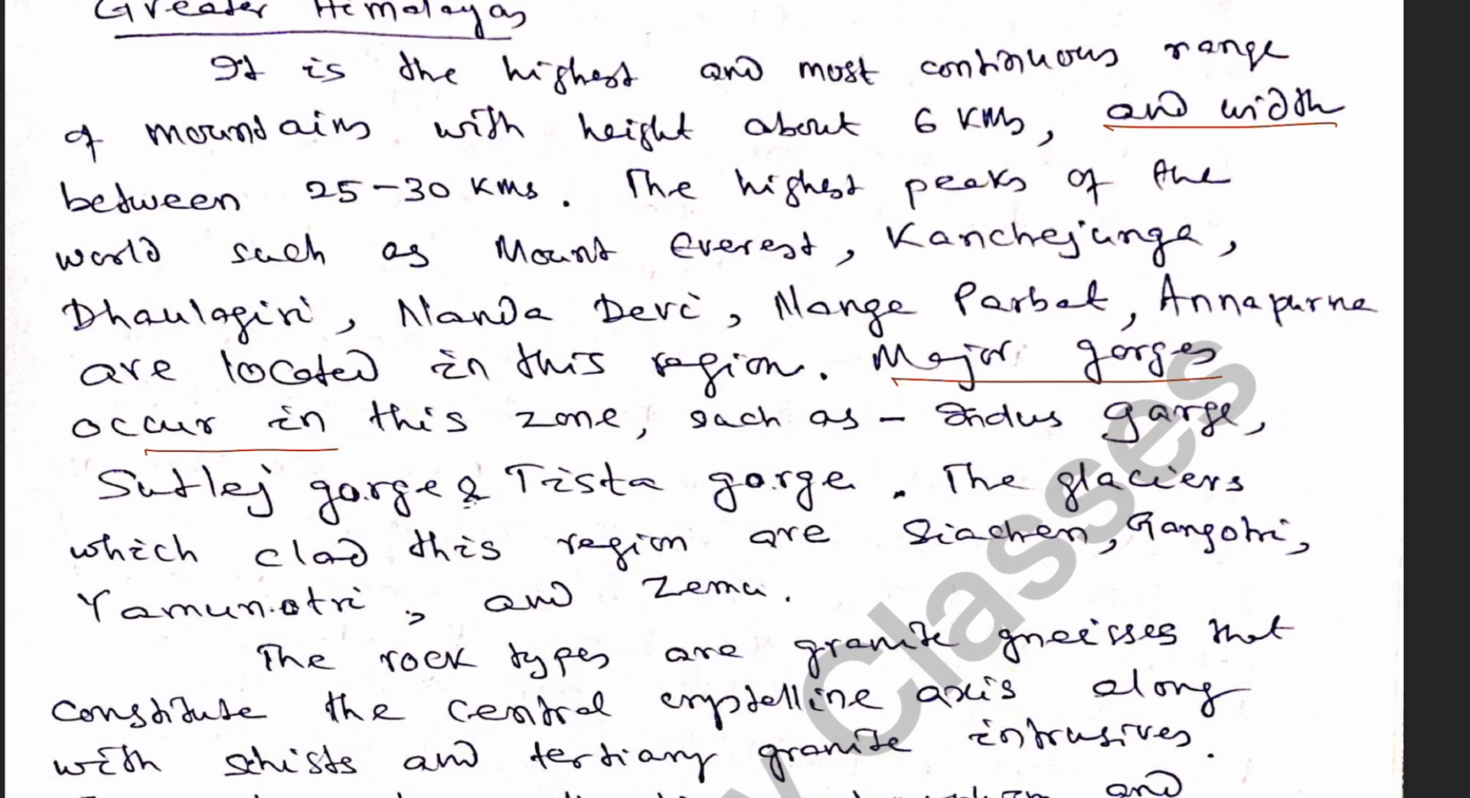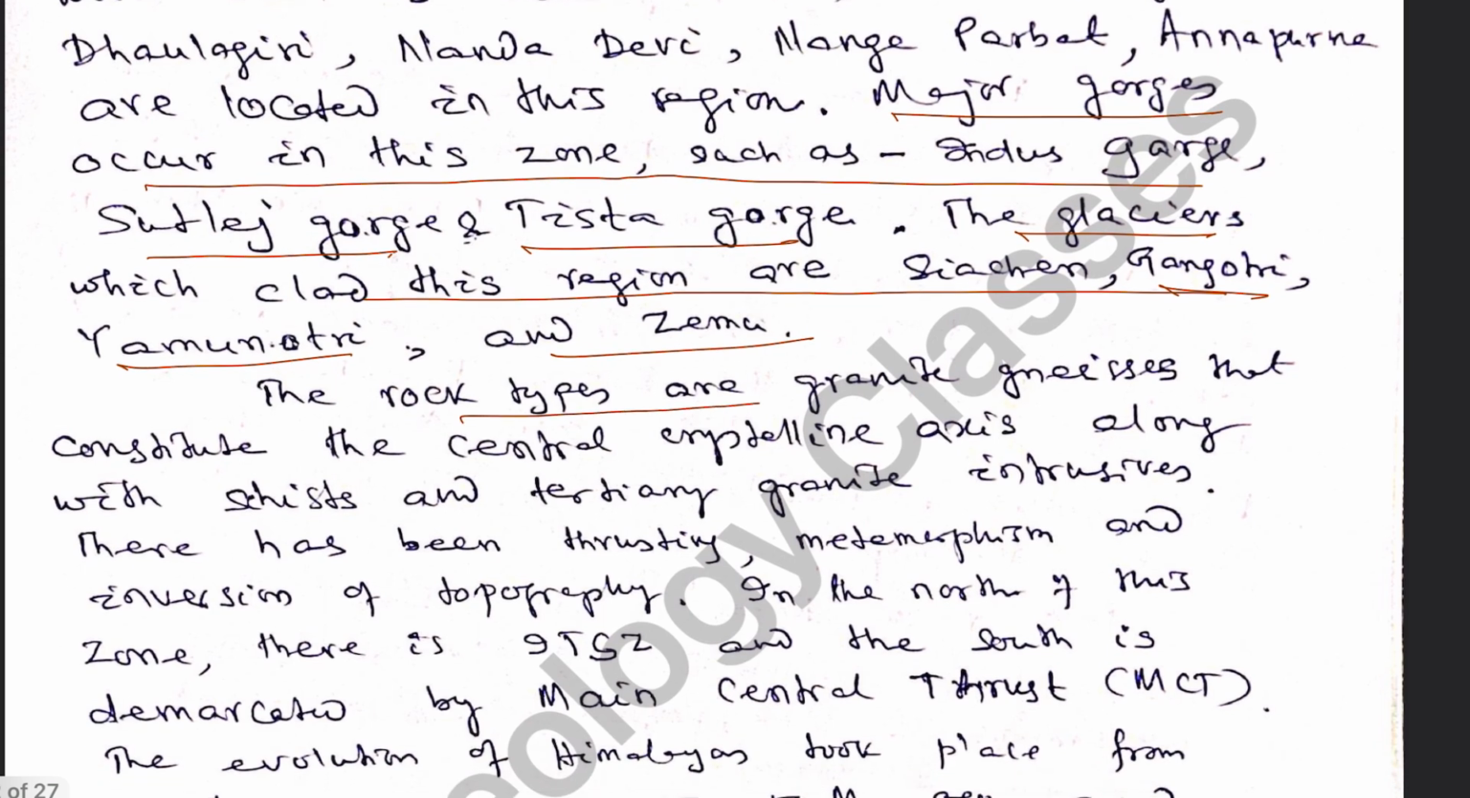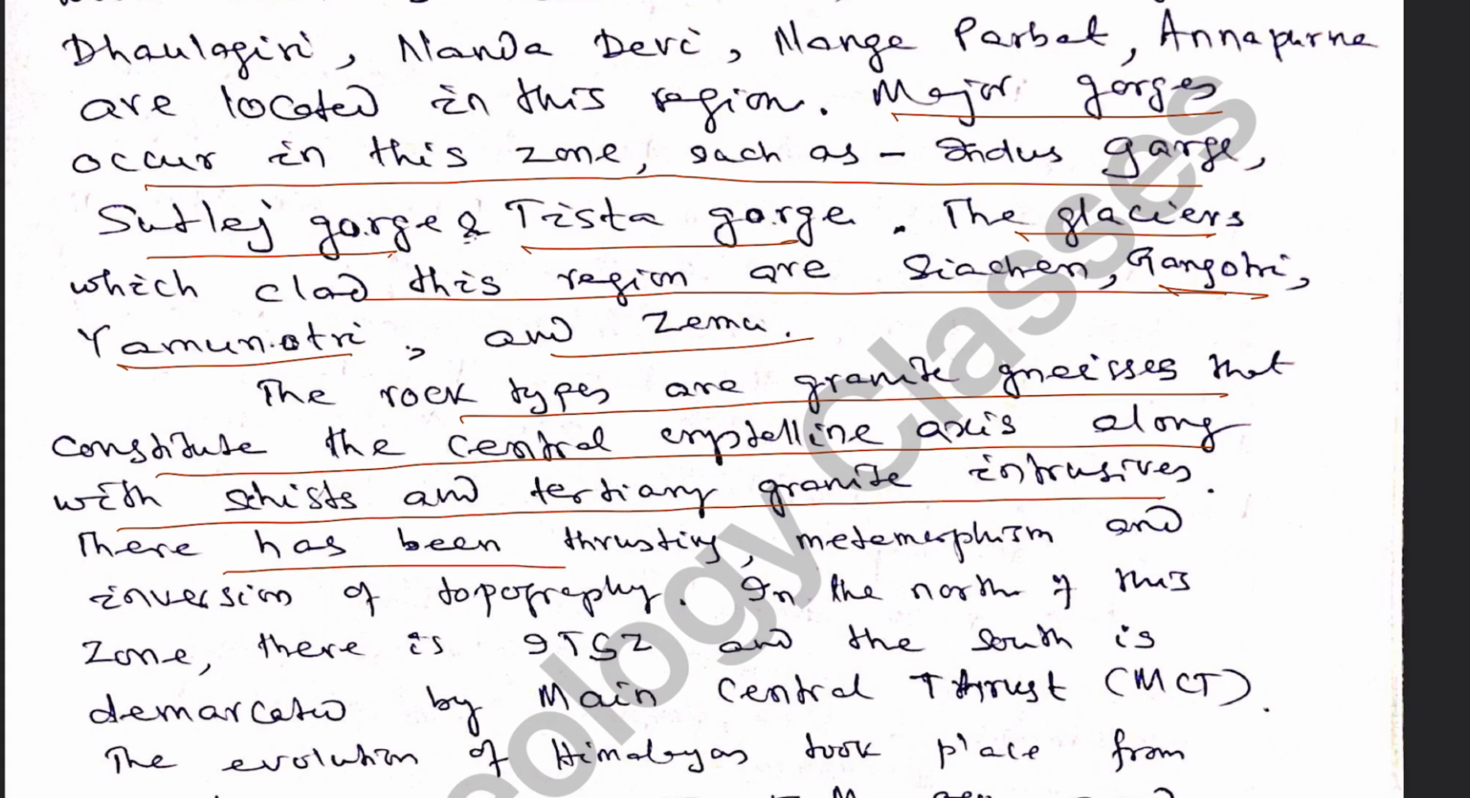Major gorges that occur in this zone are the Indus Gorge, Satluj Gorge, and Tista Gorge. The glaciers which clad this region are the Siachen Glacier, Gangotri Glacier, Jamunotri Glacier and Jammu Glacier. The rock types are granitic gneisses that constitute the central crystalline axis, with schist and tertiary granitic intrusives. There has been thrusting, metamorphism and inversion of topography.